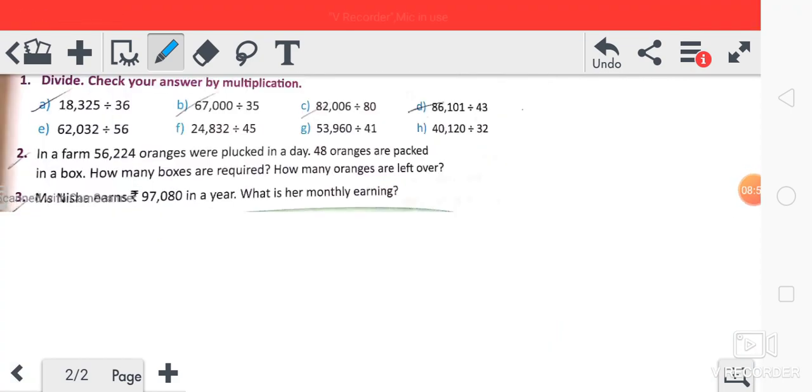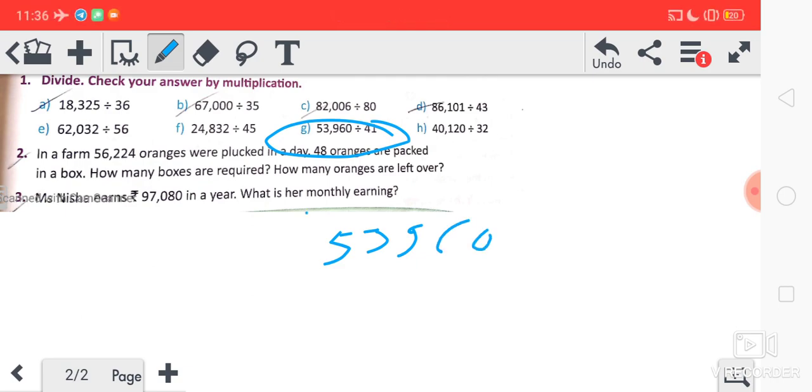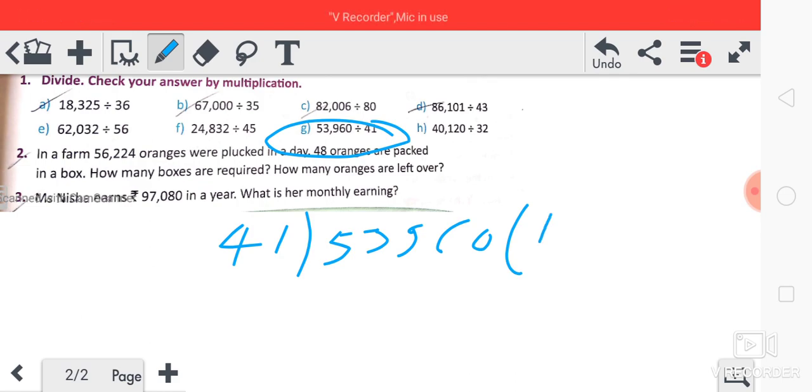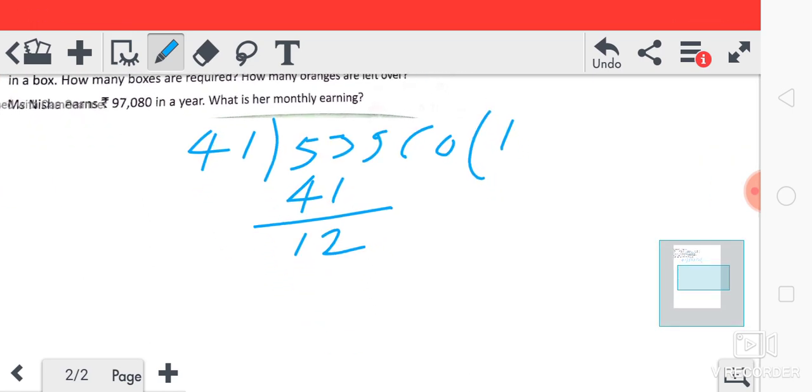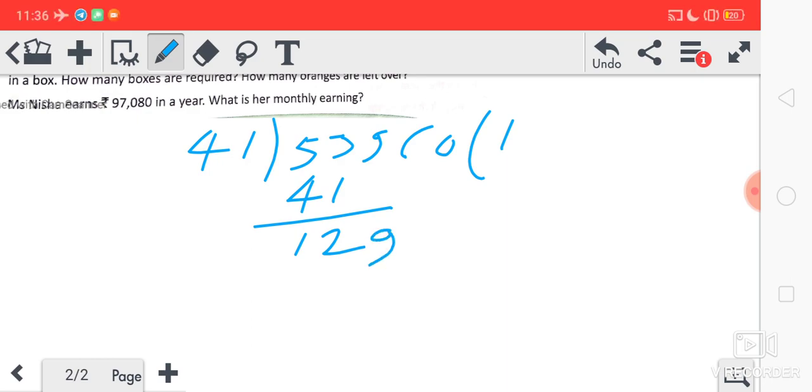Now we'll do question number G. 53,960 divided by 41. So we'll divide it. Now here it is 53. Okay, so 41 1 time we'll get 41. Now 3 minus 1 will get 2, 5 minus 4 will get 1. Okay, now this 9 will come down. So here we'll get 9.